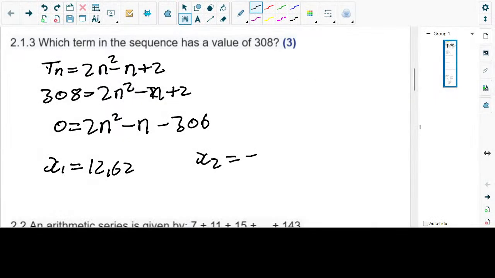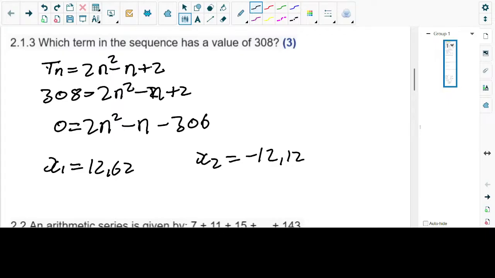This one is correct. The question was asking which term in the sequence has a value of 308. We don't have a term like that. We're not supposed to get something like this in an exam. I don't know what happened. So we transpose to the other side, and then we had minus 306. Let's start again. Unless it doesn't make sense, we should try the quadratic formula.